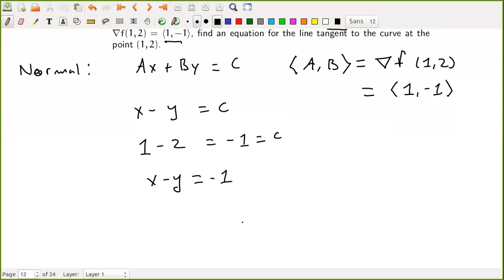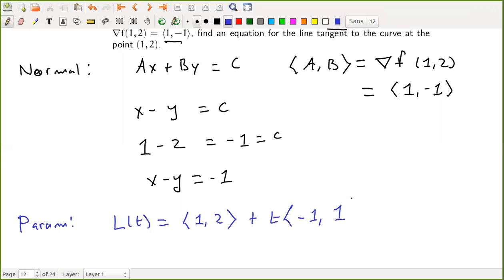Okay, and now the vector parameterization. Remember, we need a point on the line and a vector that is parallel to the line. Well, (1, 2) is on the line. So that's (1, 2). And then a vector that is parallel to the line is just going to be any vector that is perpendicular to the gradient vector. So we could do (-1, 1). And this is a vector parameterization of the line.